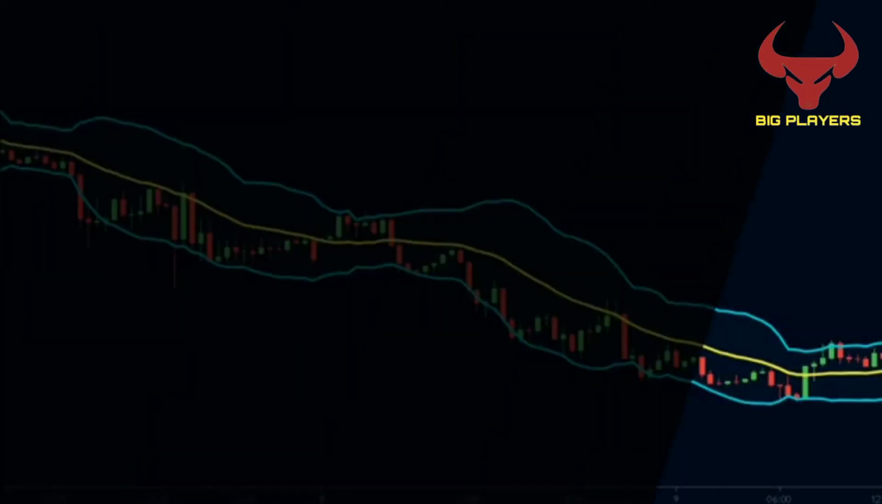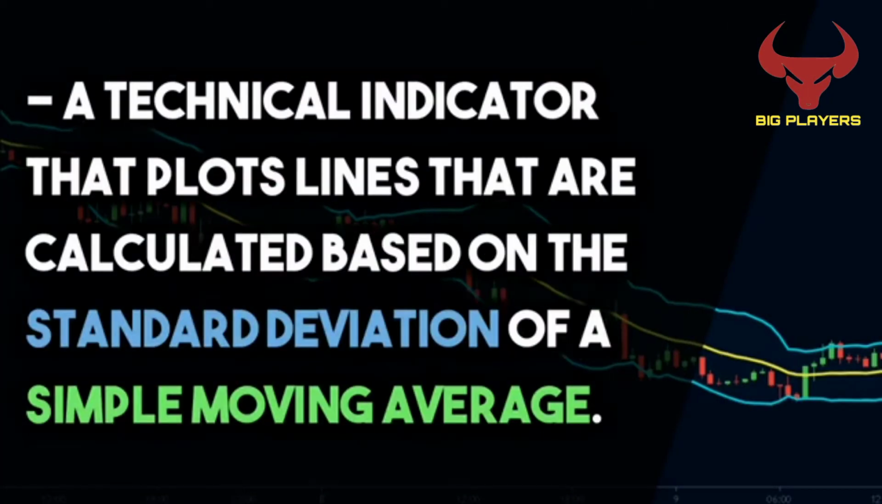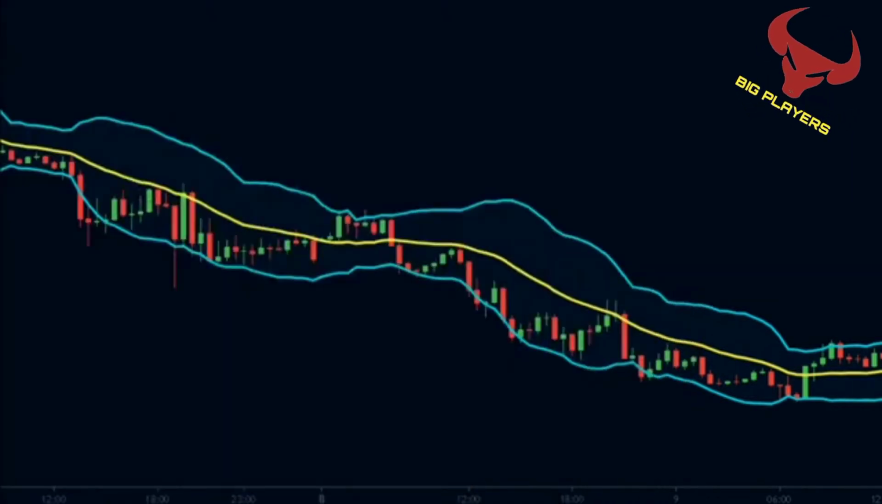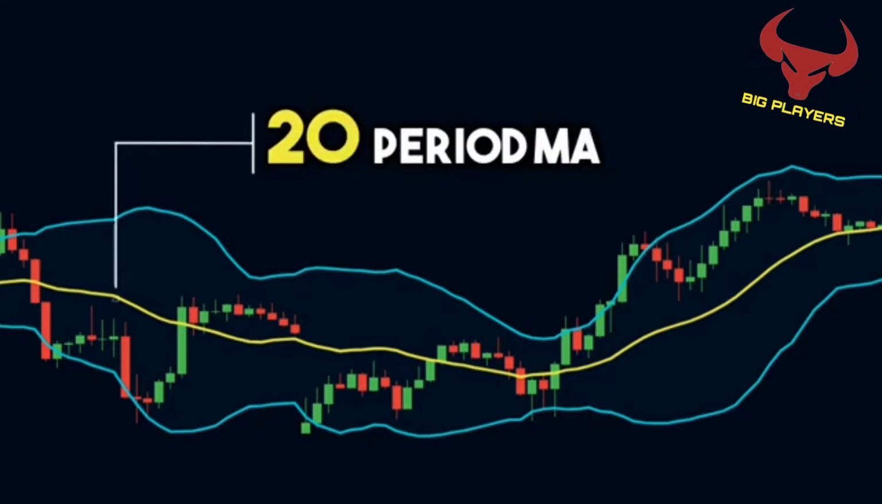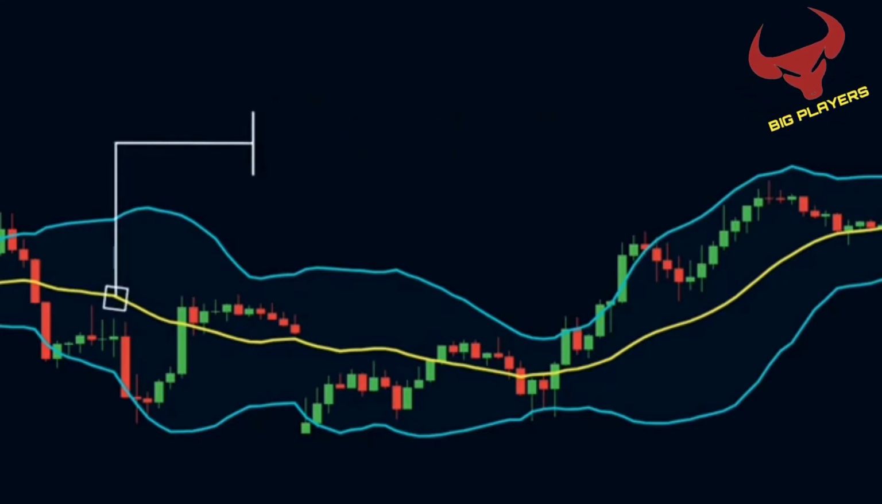By definition, Bollinger Bands is a technical indicator that plots lines that are calculated based on the standard deviation of a simple moving average. This is how the Bollinger Band looks. It consists of three lines. The middle line here is a simple 20-period moving average.